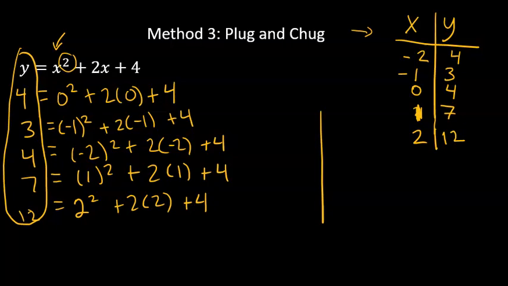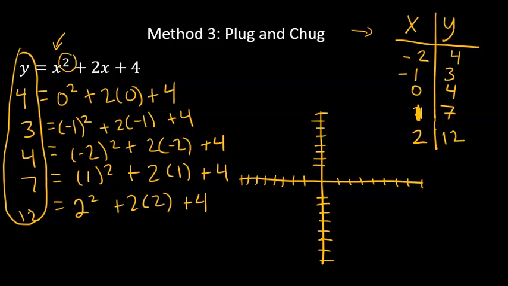Let's go ahead and plot this. 1, 2, 3, 4, 5, 6, 7, 8. And then 1, 2, 3, 4, 5, 6, 7, and 8. I mean, there's this right here, which is 12, but I'm running out of room, so let's leave that out for a second. So I have -2 and 4, which is 1, 2, and then 4 is right up here.